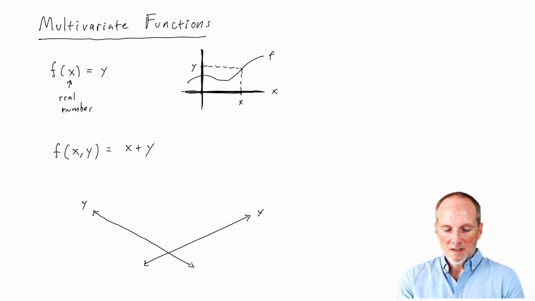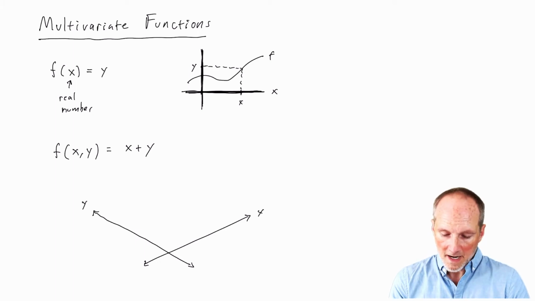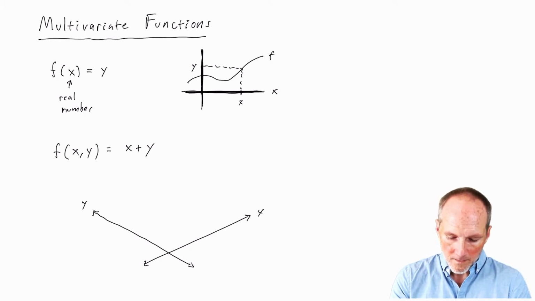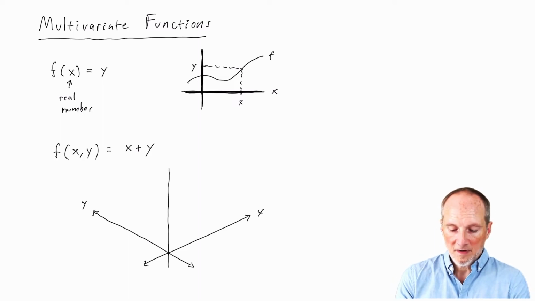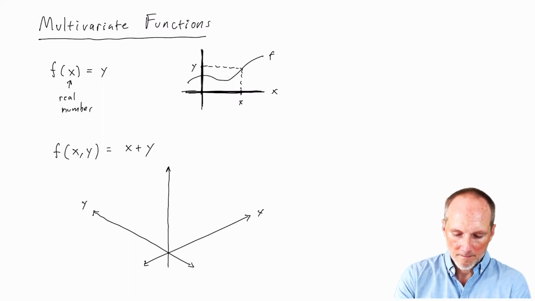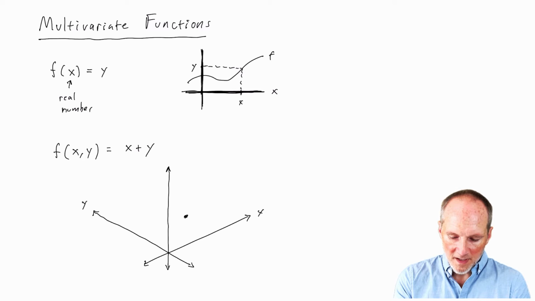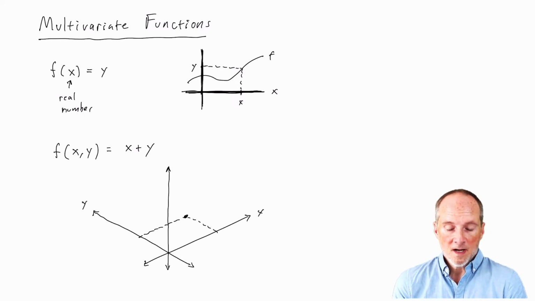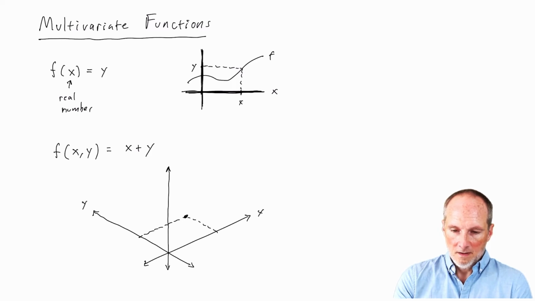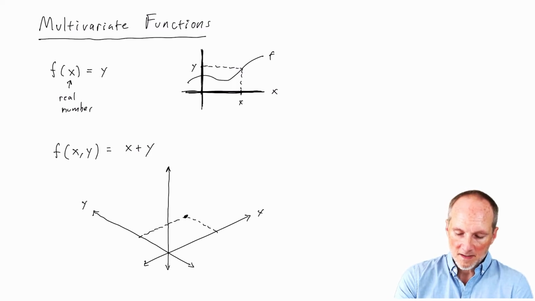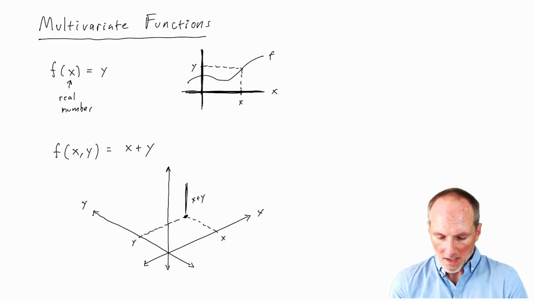So I'm going to take that Cartesian plane and lay it down flat. And then the output of the function is going to be on this vertical axis here. So you can imagine if I take some combination, some x and y, the function is going to add those up. And we'll indicate that sum by this vertical distance here. So if this is x and this is y, that vertical distance will be x plus y.